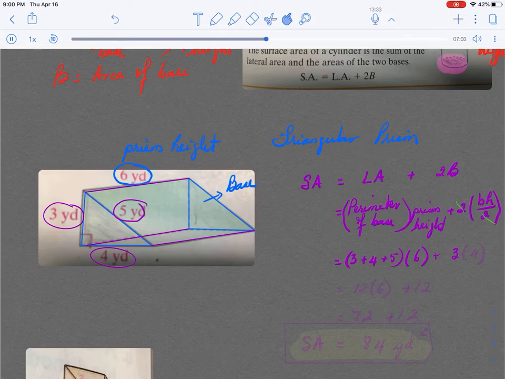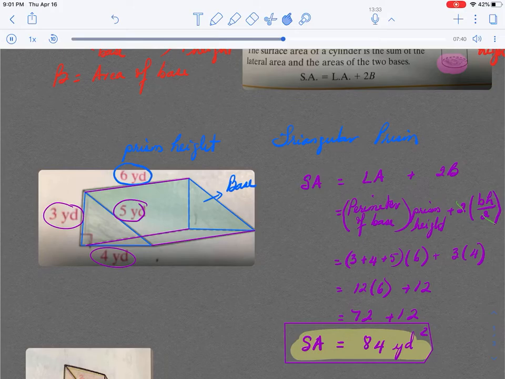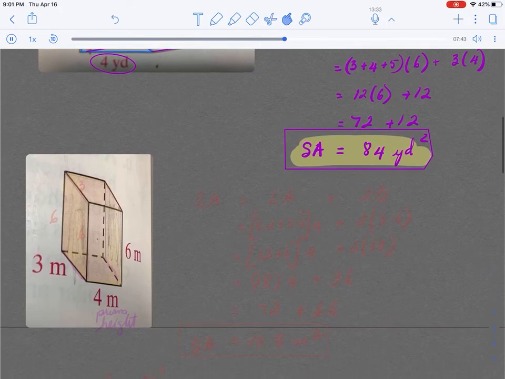I'm going to have 3 times 4. Let me simplify. That's going to give me 12. 12 times 6 is 72, plus 12 is 84. The unit in this case is yards squared. So the surface area of this one right here will be, well, there you go, 84 square yards. This is rectangular prisms.